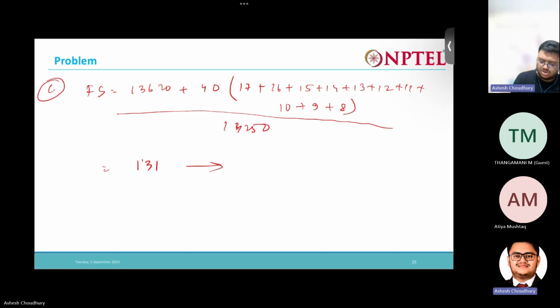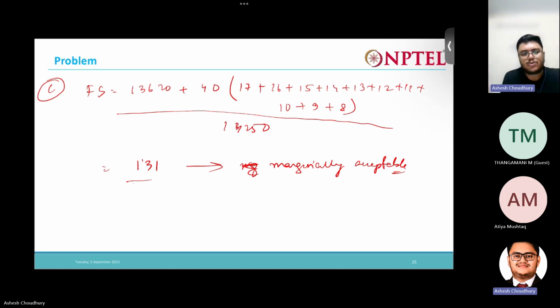It is 1.31. This is also not that much, marginally acceptable. 1.31 is not enough. What we can do is increase the strength of the geotextile, but we need to ensure that the strength is mobilized. Or we can use more layers. Instead of 10 layers, we can put 15 layers like this.